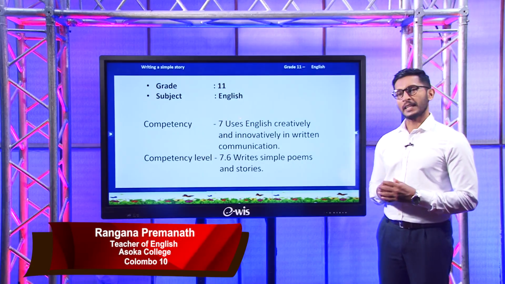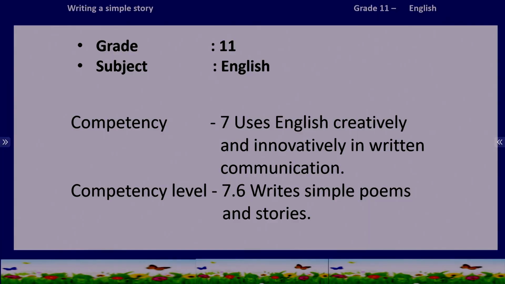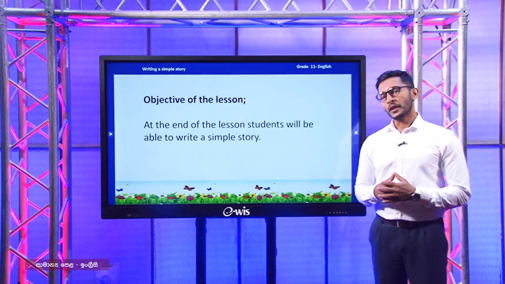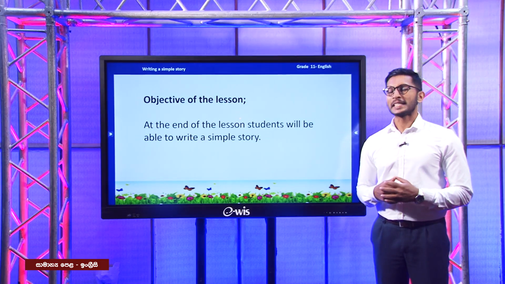I'm meeting you today with another interesting lesson on writing. So our lesson today is based on Competency Level 7.6, Write Simple Poems and Stories. So at the end of this lesson, you will be able to write a simple story. To begin with our story, I have given you 3 pictures.